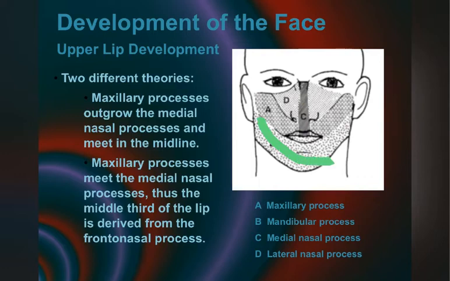Here you see the mandibular process. All of the lower jaw, also the lower lip, derived from the same process, which is the mandibular process of the first pharyngeal arch.